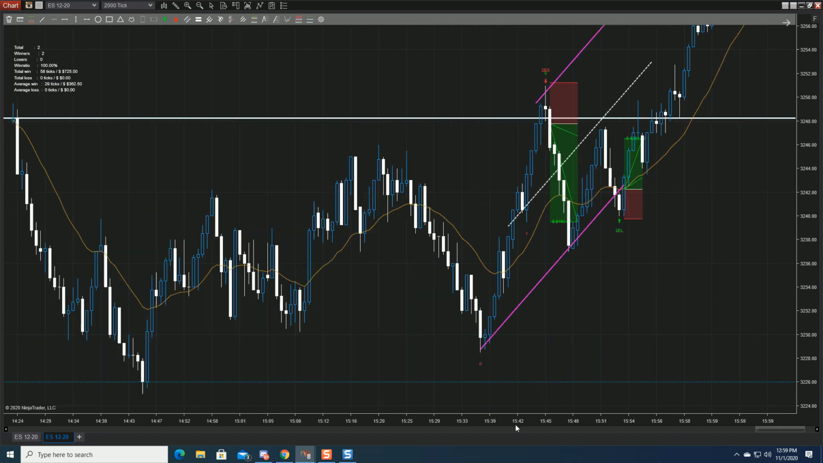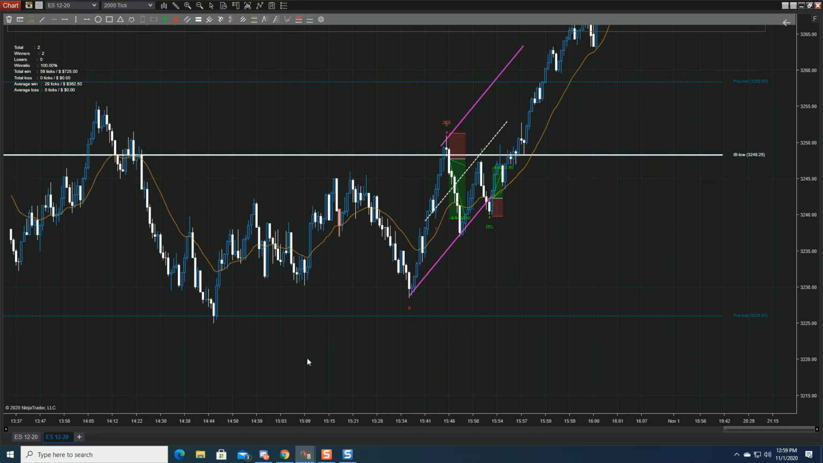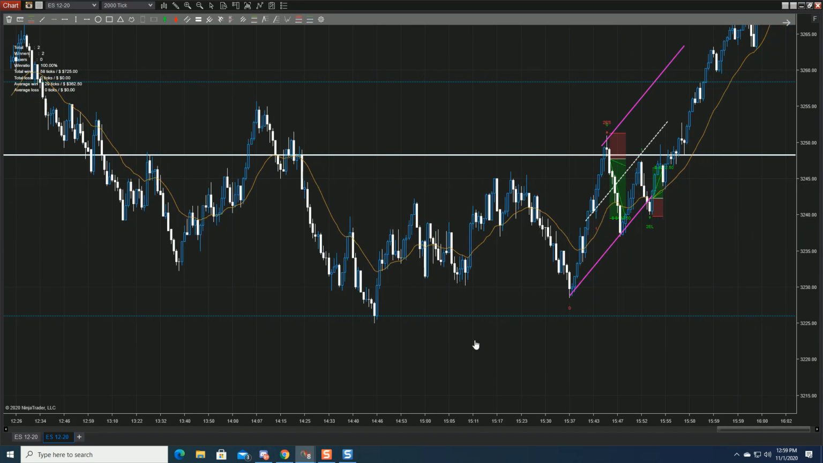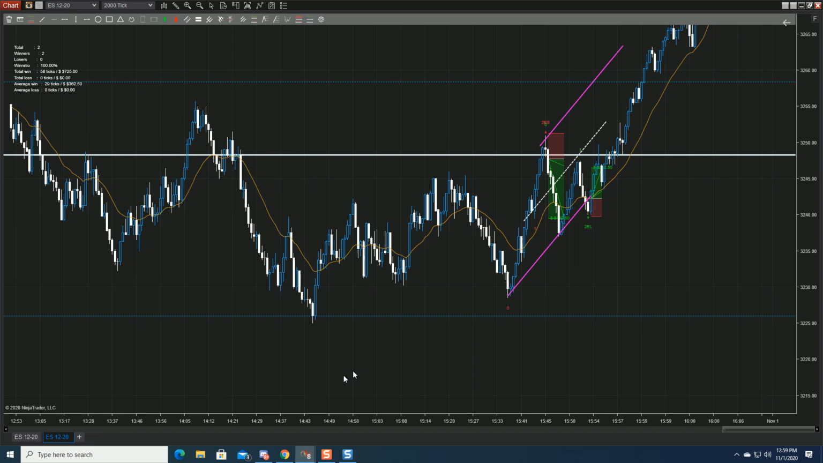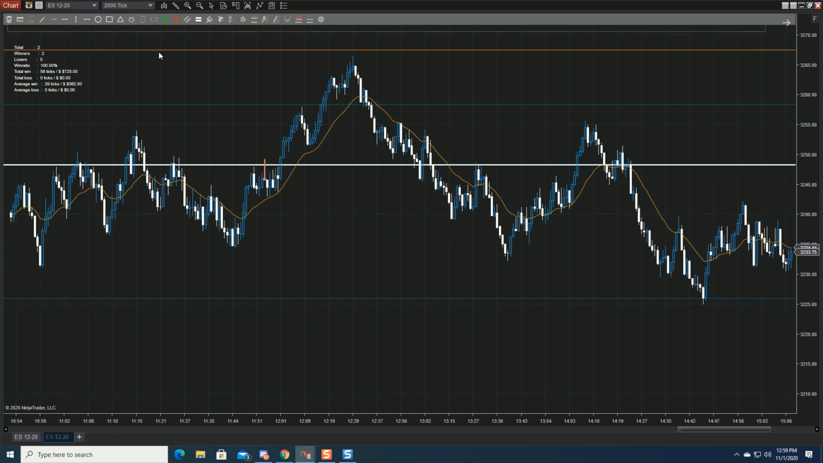So now that you see what I'm doing with regards to identifying, well, maybe I'll give you a few other examples here. Identifying key entry levels, right? It's always tied to a channel. Let's see if I can find yet another one here that's just obvious.